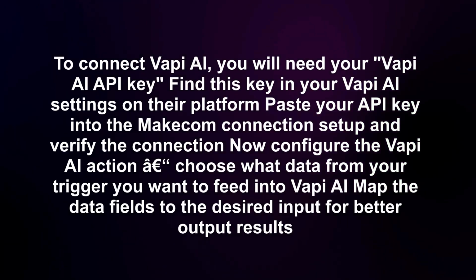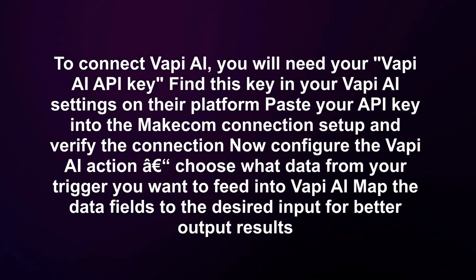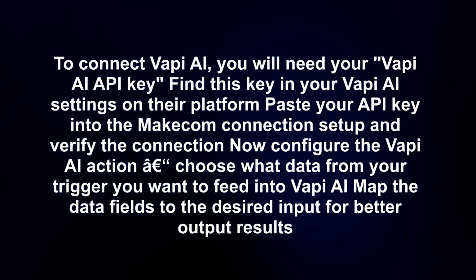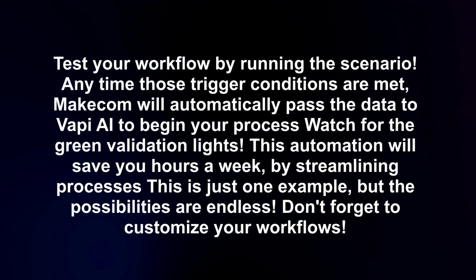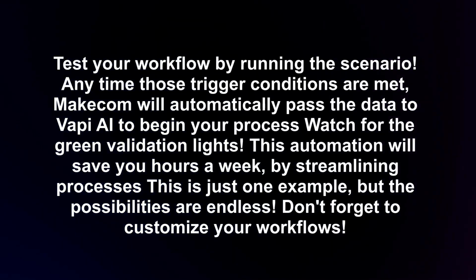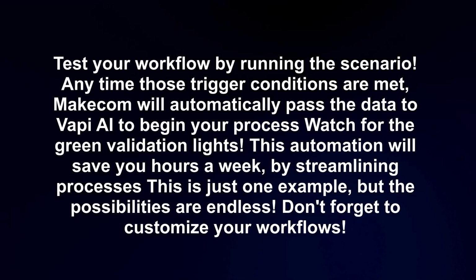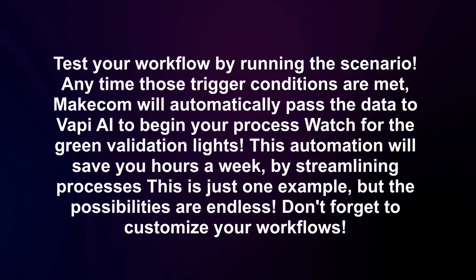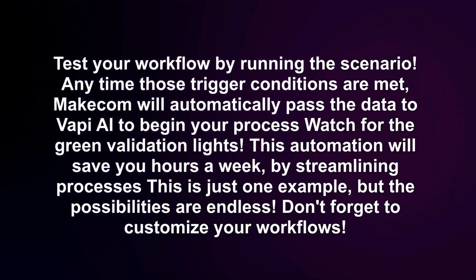Now configure the Vapi Ai action. Choose what data from your trigger you want to feed into Vapi Ai. Map the data fields to the desired input for better output results. Test your workflow by running the scenario. Anytime those trigger conditions are met, Make.com will automatically pass the data to Vapi Ai to begin your process. Watch for the green validation lights.